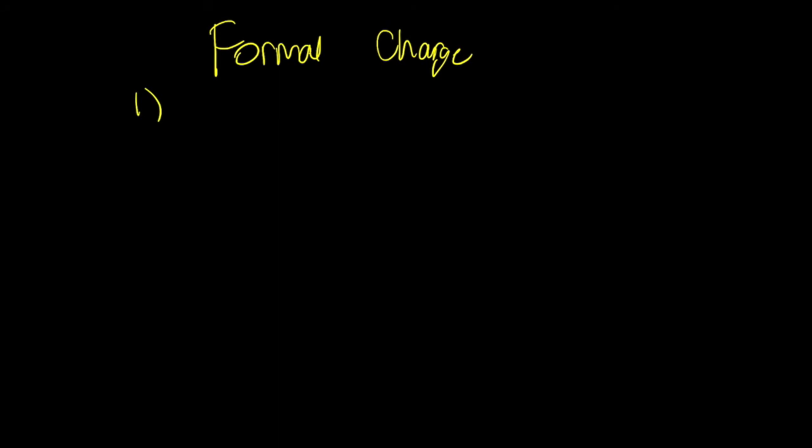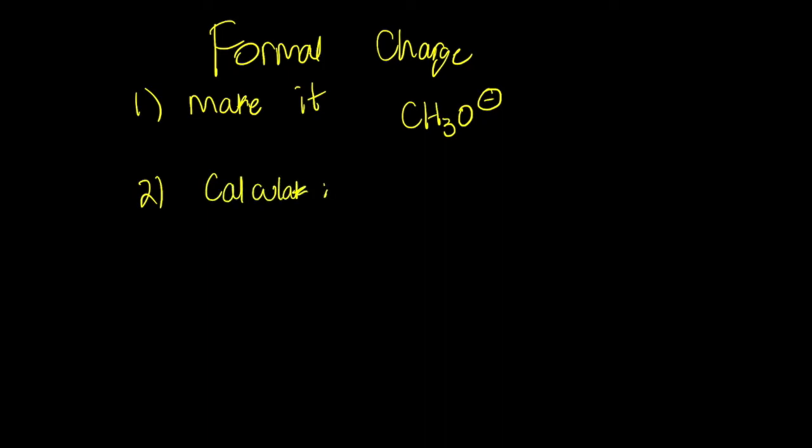So there's two ways to do it. When you're drawing a molecule, say, for example, you have something like this, you yourself figure out which atom has a formal charge of minus, and you can know which atom it is. Or you can calculate it.